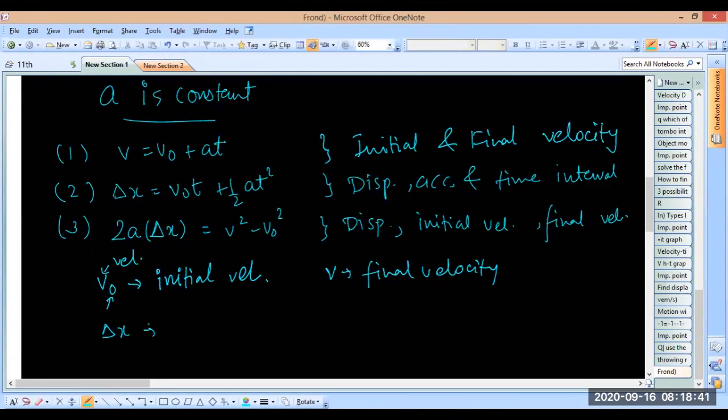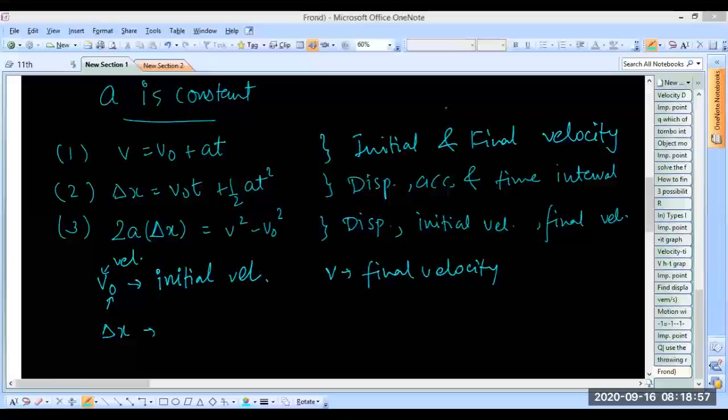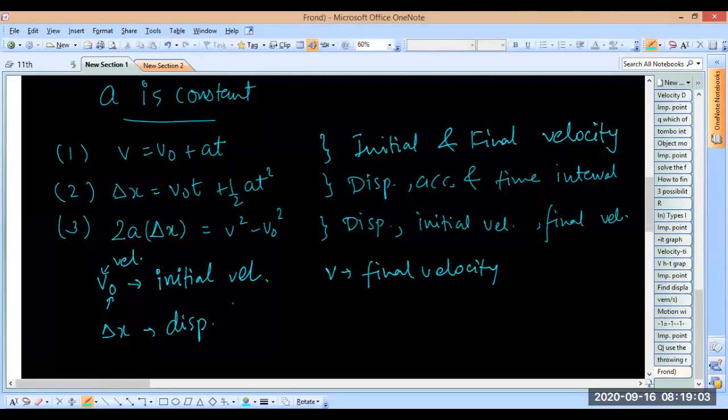What is delta x? Who is writing average velocity here? Come on, people, it's not average velocity. What is delta x? Displacement. Very good. Displacement, not distance traveled. Warning. This is displacement, not distance traveled. Be careful.